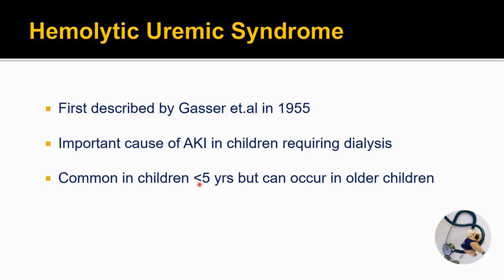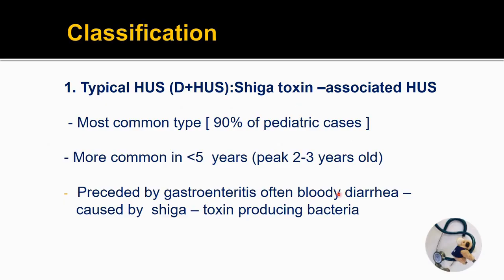The common age is less than 5 years old, and then sometimes it can occur even in older children. HUS can be classified as typical and atypical. Typical HUS is also known as D plus HUS. This is associated with Shiga toxin, so it is also known as Shiga toxin associated HUS. In the children age group, this is the most common type. 90% of cases in children have this type of HUS. The common age is less than 5 years, with the peak being 2 to 3 years.